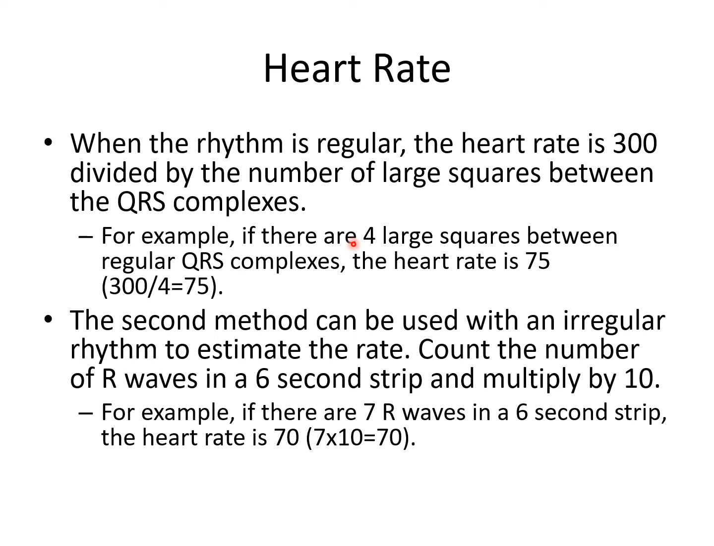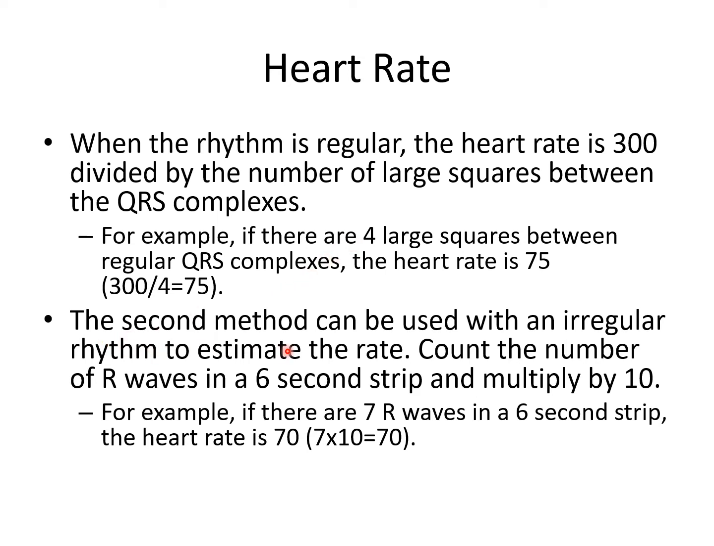They're both normal. So we can simply glance at an EKG strip and visually see how many large squares are there from the R to the R. If there are 4 and we divide that into 300, we get 75. And so that is one method of doing it.